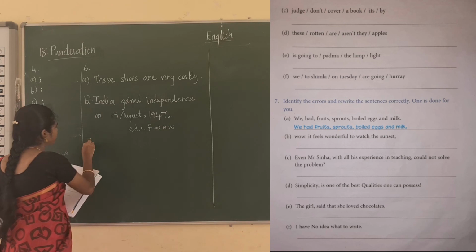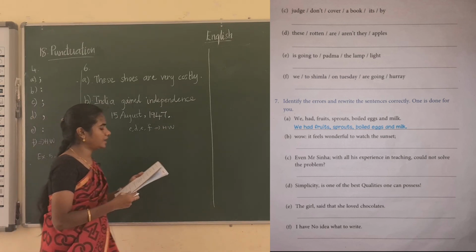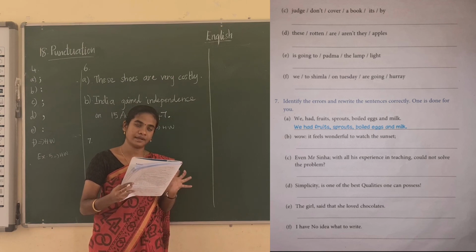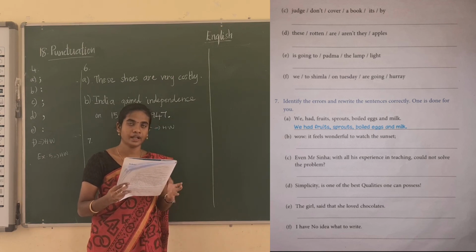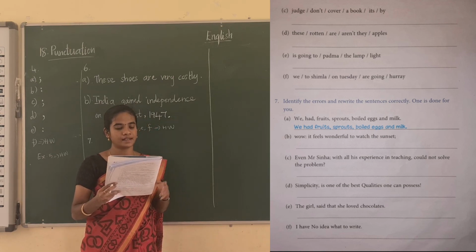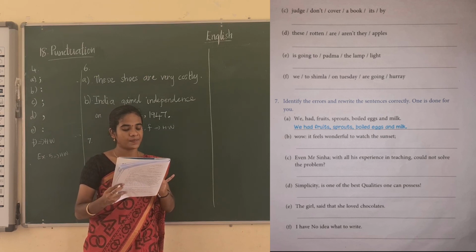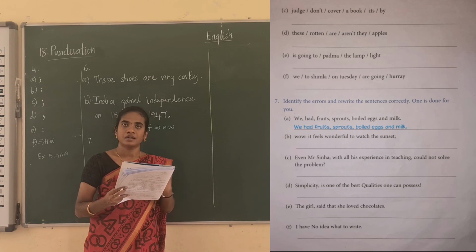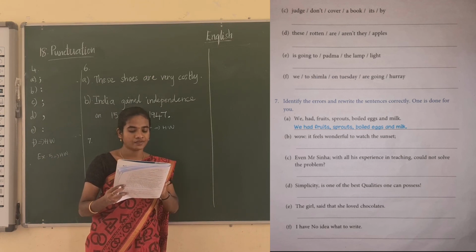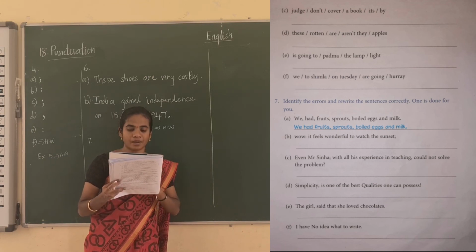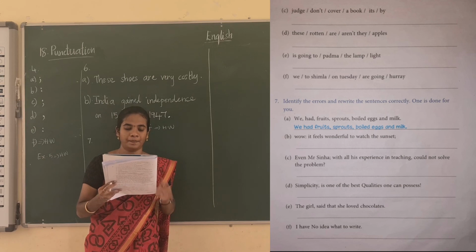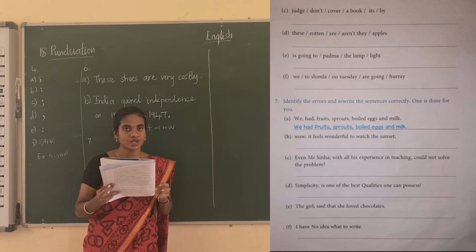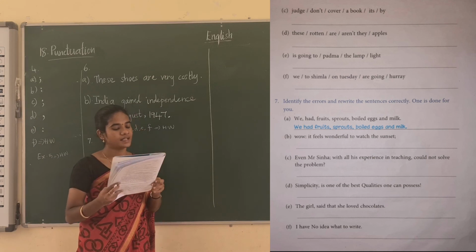And the seventh exercise is identify the error and rewrite the sentence correctly. One is done for you. So here there is an error in the sentence. You have to identify the error. Next you have to rewrite the sentence correctly. See the first one, an example is given. We had fruits, sprouts, boiled egg and milk. So how can we write? We had fruits, comma, sprouts, comma, boiled egg and milk. Like this only you have to write. Here there is an error in the punctuation mark.